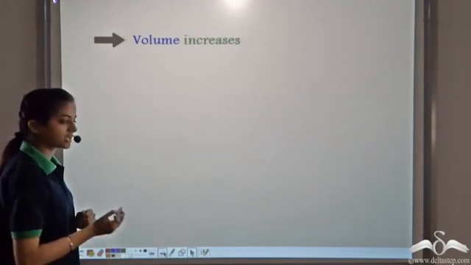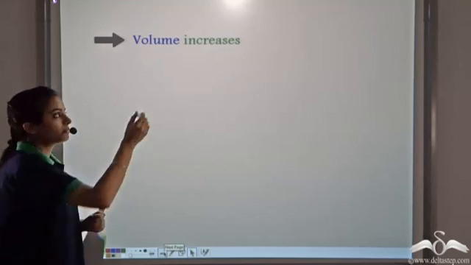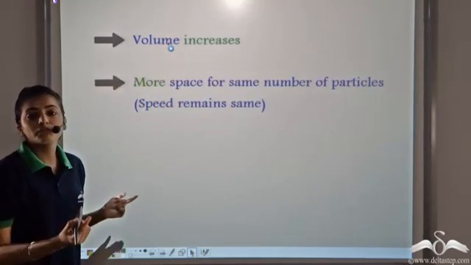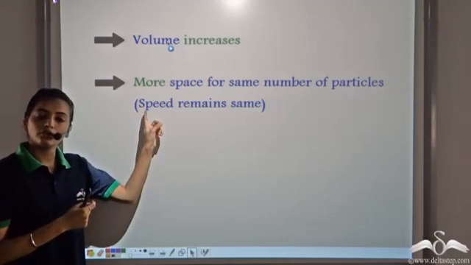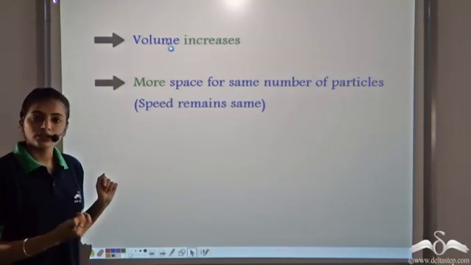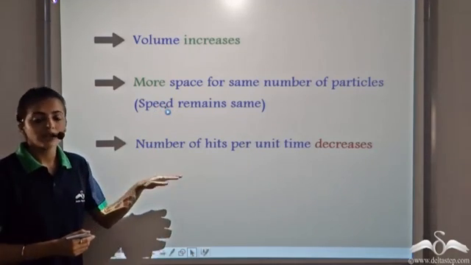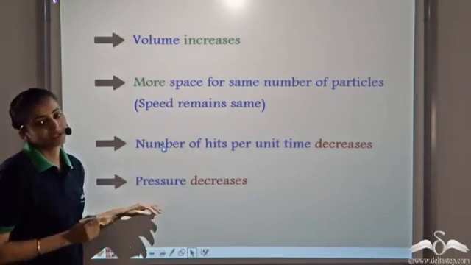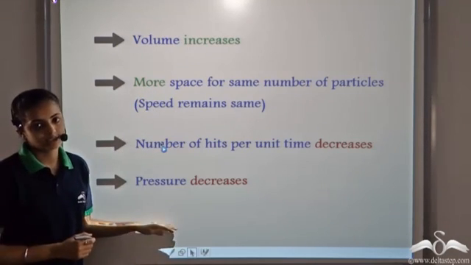Similarly, we have the vice versa case. If we increase the volume of the container, what happens? There is more space for the same number of particles. So now the speed of the particles remains the same and they have a greater distance to cover. This means that the number of hits per unit time will decrease, and as this decreases, the pressure decreases. So as the volume increases, the pressure decreases.